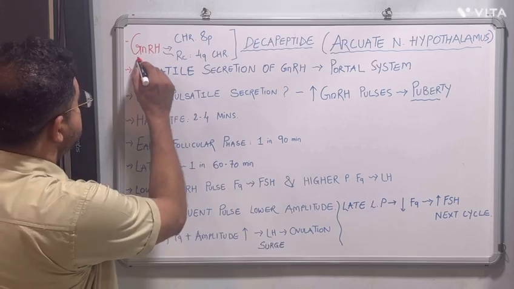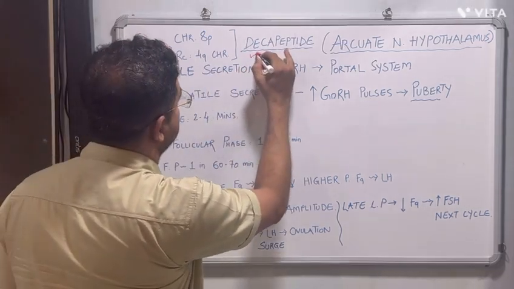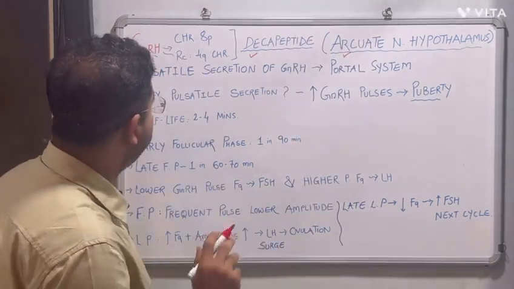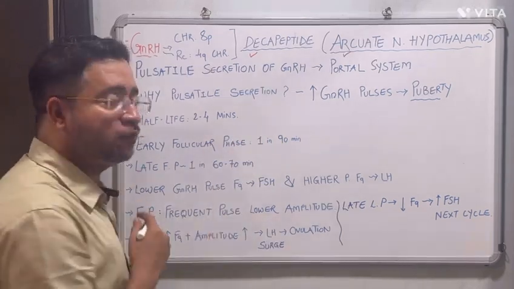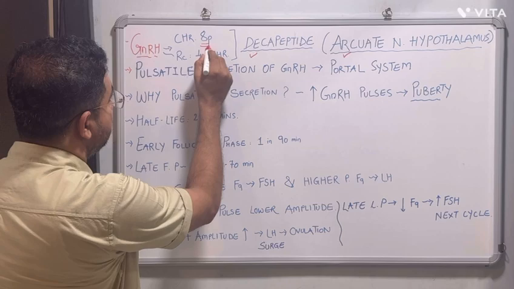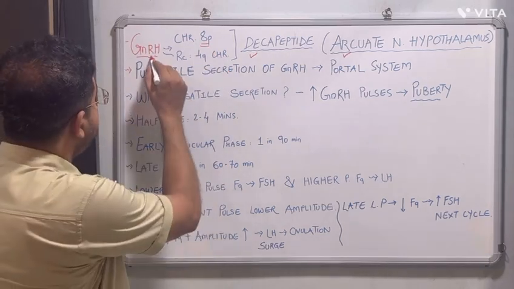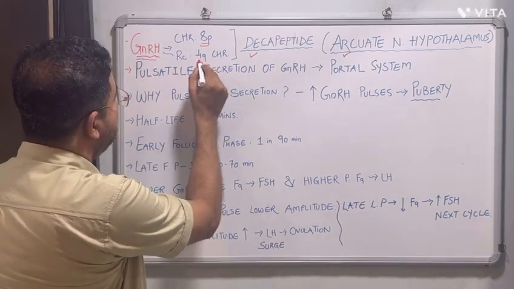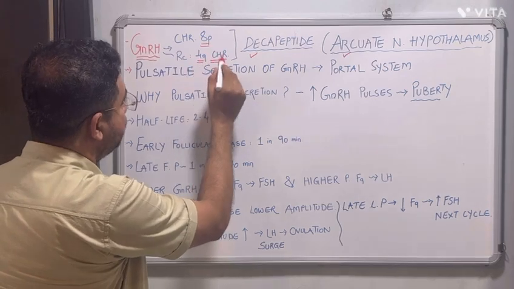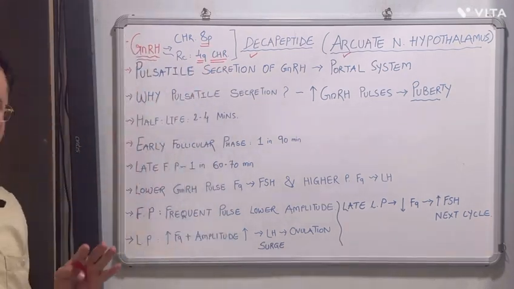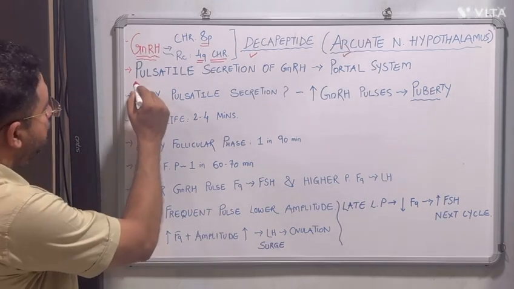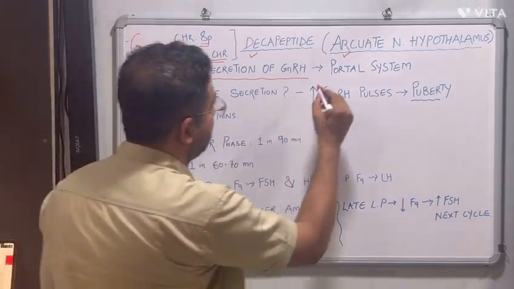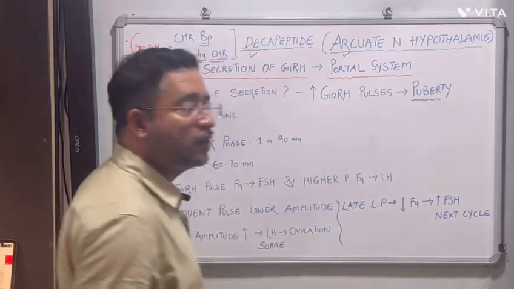Now, GnRH is a decapeptide which is secreted by the arcuate nucleus in the hypothalamus. The gene responsible for GnRH is situated on chromosome 8p, and GnRH acts through receptors, and the receptor through which it works is encoded by chromosome 4q. Now, the most important thing in GnRH physiology is the pulsatile secretion of GnRH, and it is secreted in a pulsatile manner in the hypophyseal portal system.